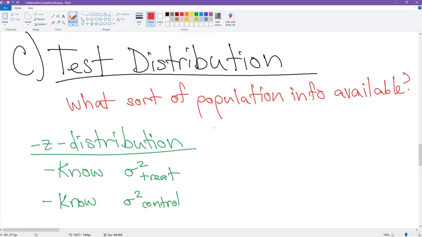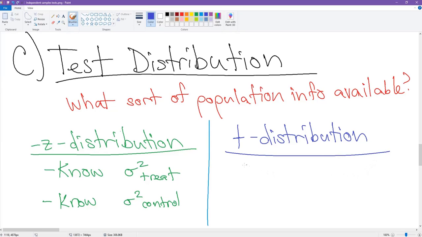Now, what if we didn't know the population treatment variance or even the control variance? Well, then we're stuck not using a Z distribution. We physically cannot or should not use a Z distribution. We should use something else. And so what sort of distribution should we use if we don't know the population variance? Well, we can use the T distribution. And in this case, the T distribution does work because you don't know the variances in either your control or your treatment.